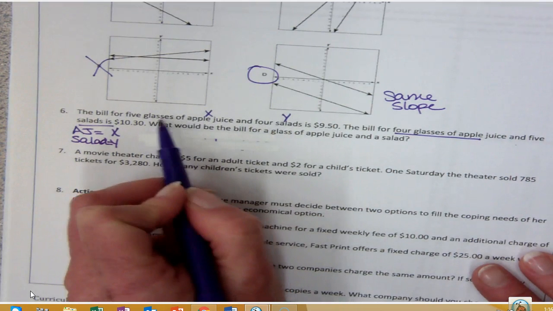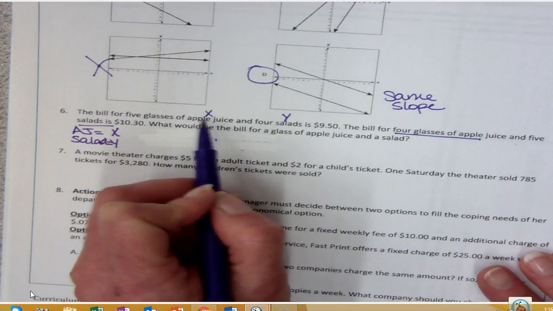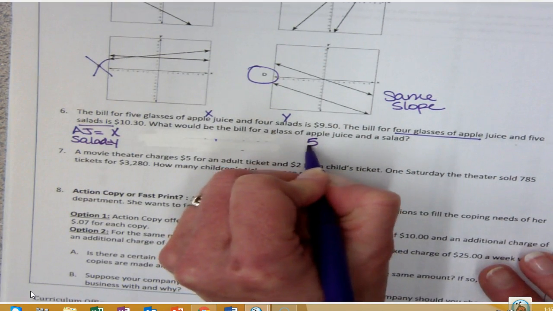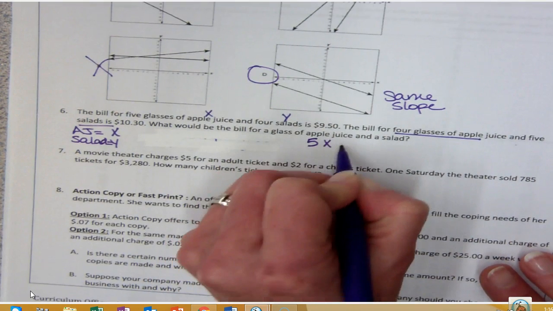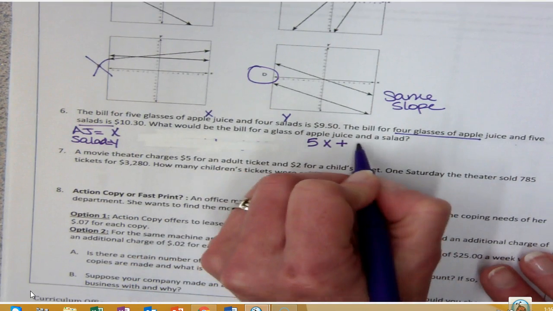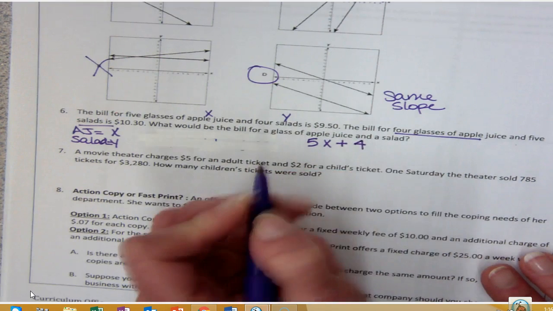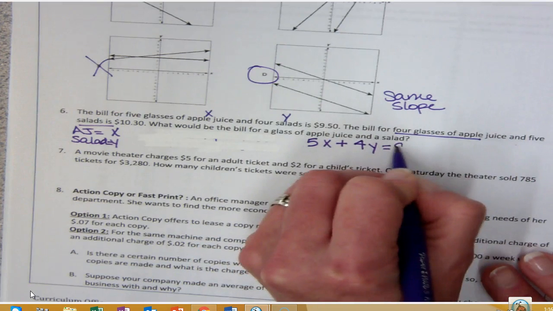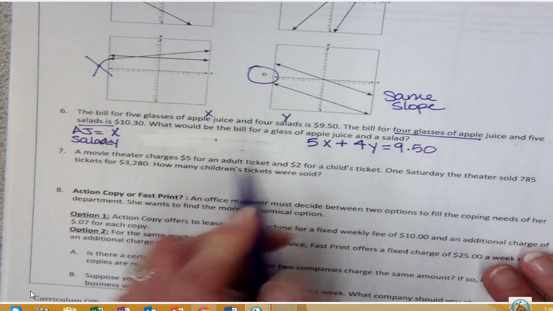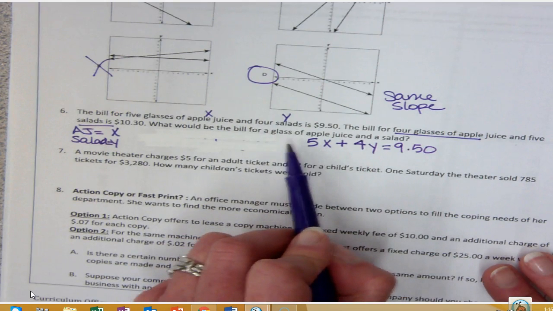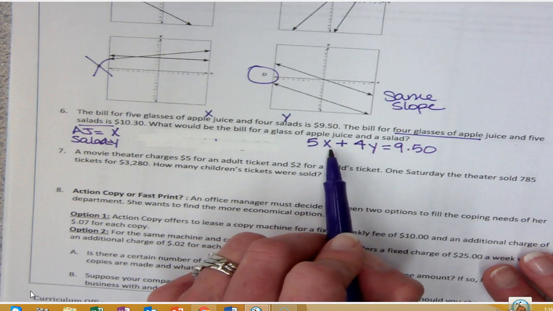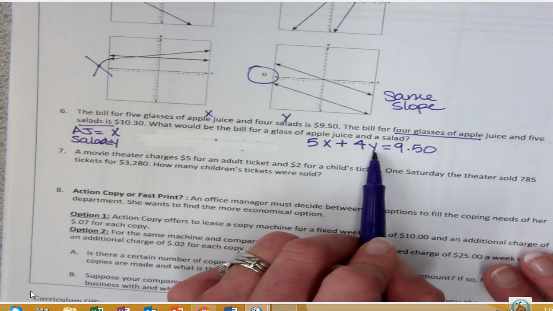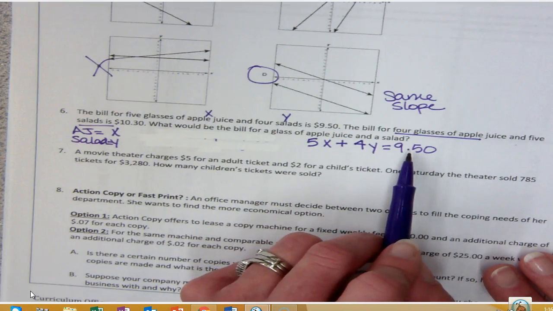If I have 1 glass of apple juice, I'm going to multiply the amount times the number of glasses. So it would be 5 glasses of apple juice, 5 times X, plus 4 salads, 4 times Y equals $9.50. So 5 glasses of apple juice times the cost of each apple juice plus 4 salads times the cost of each salad is going to give me $9.50.